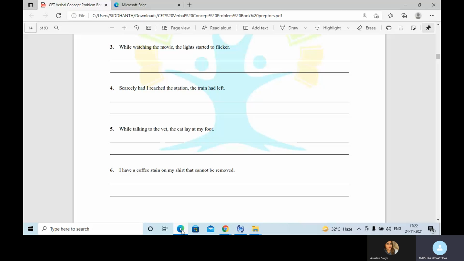Sixth one now. I have a coffee stain on my shirt that cannot be removed. Now this is an example of misplaced modifier. What cannot be removed? I think that is the stain and not the shirt. But when we say on my shirt that cannot be removed, it gives me a vague idea that the shirt cannot be removed, which is incorrect. So I will change this as, on my shirt I have a coffee stain that cannot be removed. Hence I have shifted the description to the coffee stain.